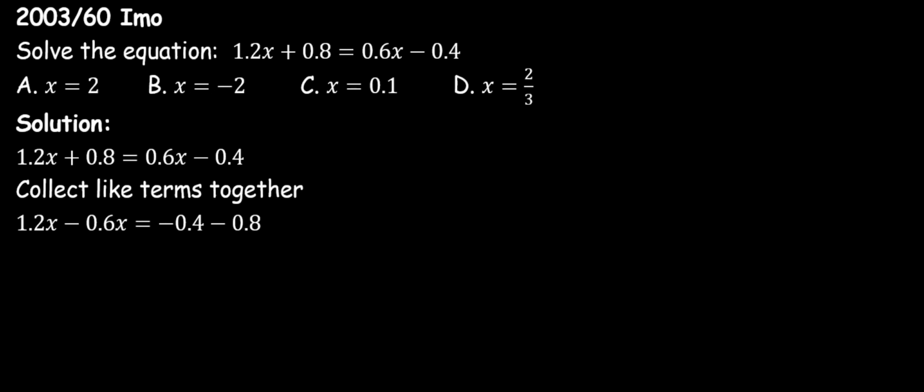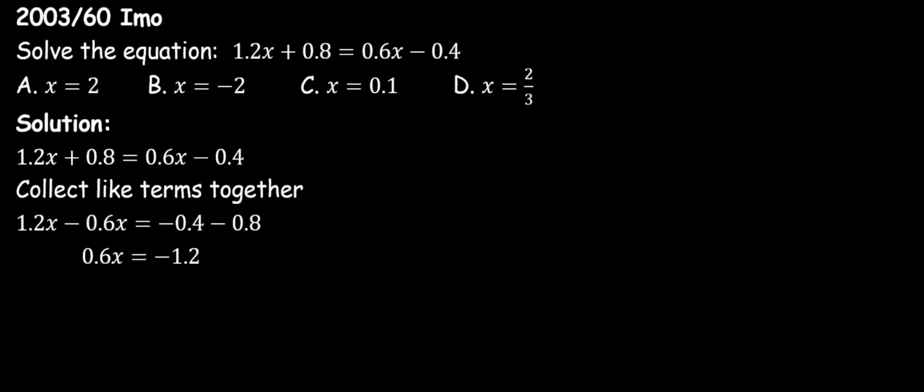What just happened? When your 0.6x crosses the equals to sign, it turns negative. And when your 0.8 crosses the equals to sign to the right-hand side, it turns negative. The result will be 0.6x will be equals to minus 1.2.